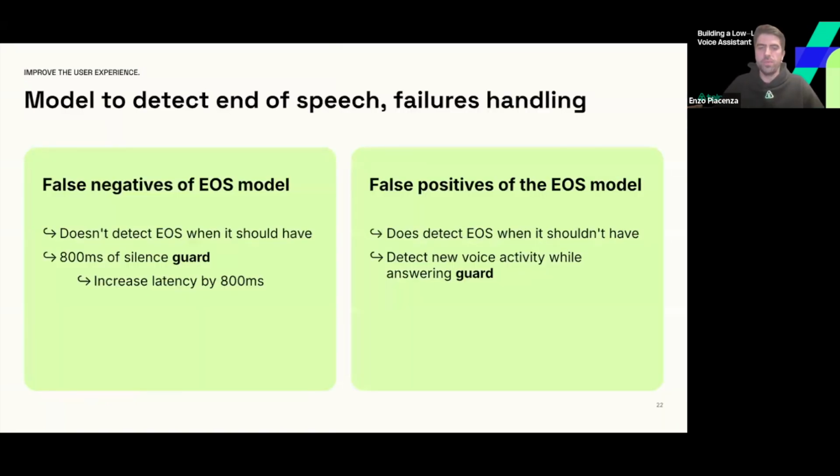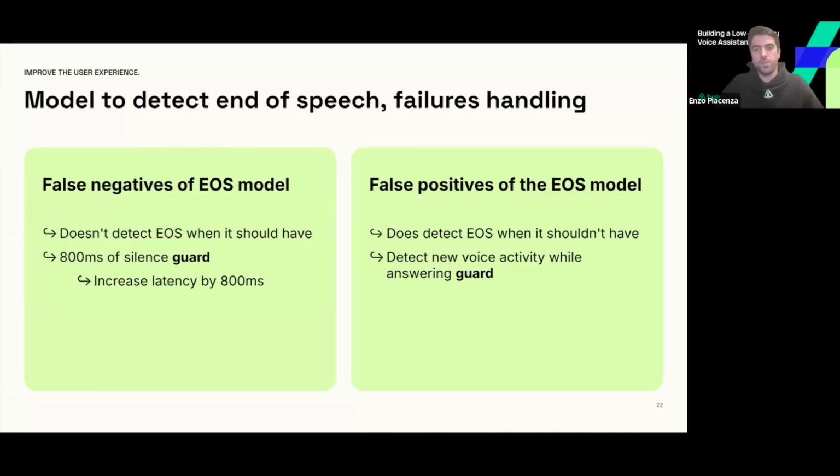One thing that we learned from that is that it has a lot of errors. The errors can be separated into two different ones: the false negatives and the false positives of the end of speech model. The false negatives mean that we don't detect end of speech when it should have. And what we've done is put 800 milliseconds of silence guard like we had before. If this happens, then we say, okay, it's an end of speech and we just missed it. But this increased the response time by 800 milliseconds every time this happens.